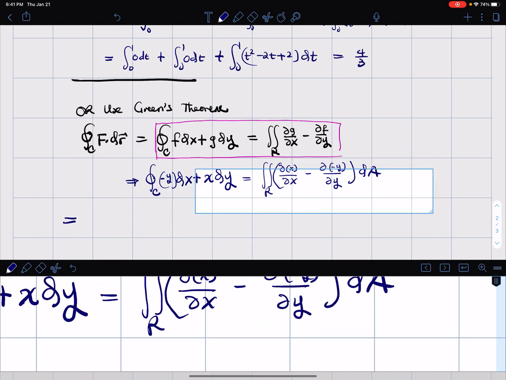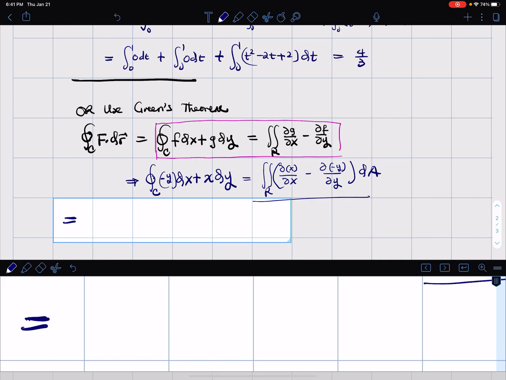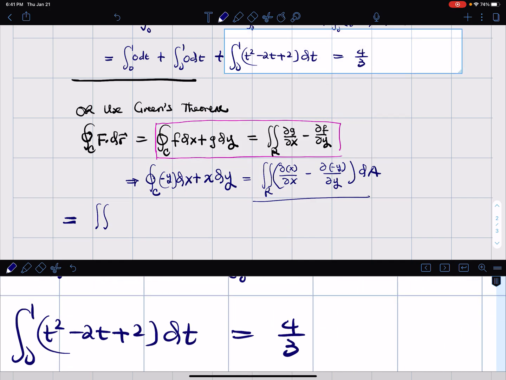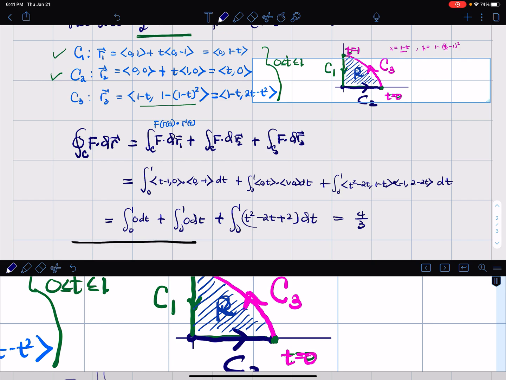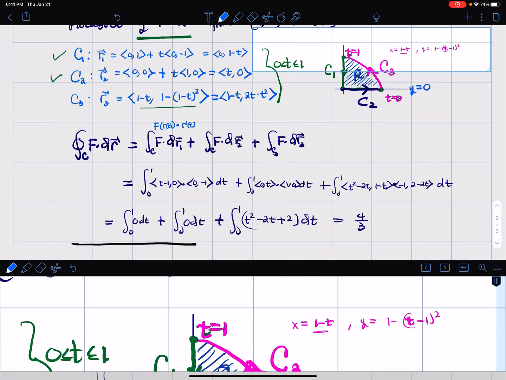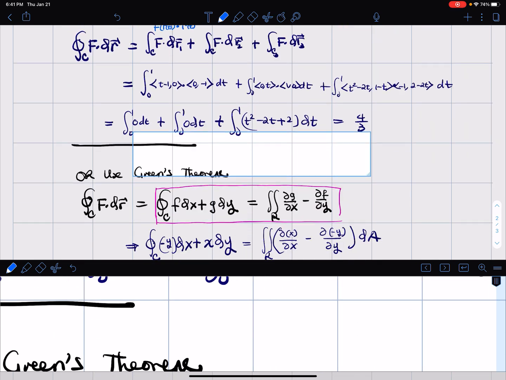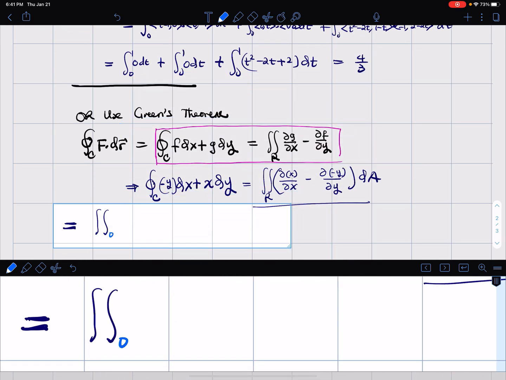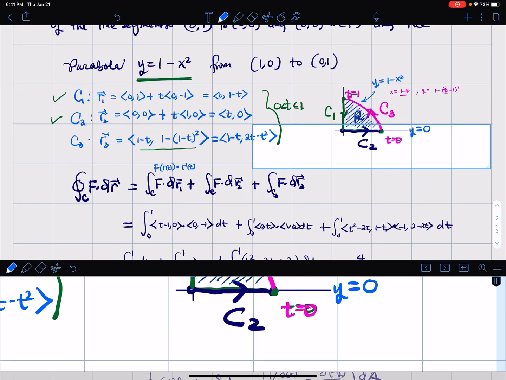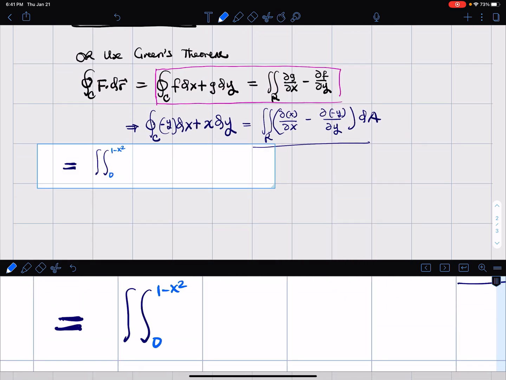So let's try to do this double integral here. Look at our region. Our region is this. So this is y equals 0, and the pink line is y equals 1 minus x squared. So y goes from 0 to 1 minus x squared, and then x goes from 0 to 1.